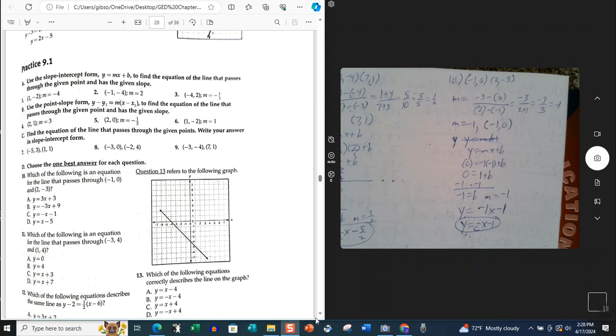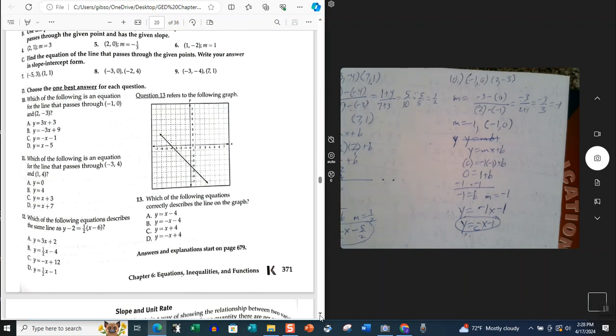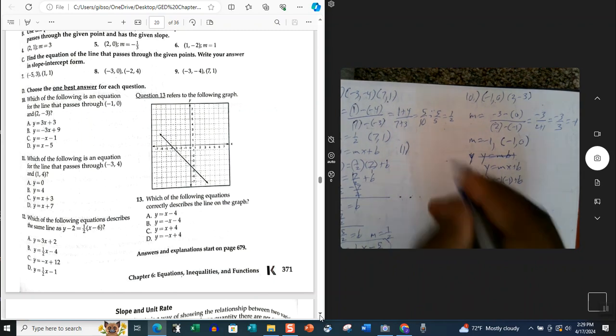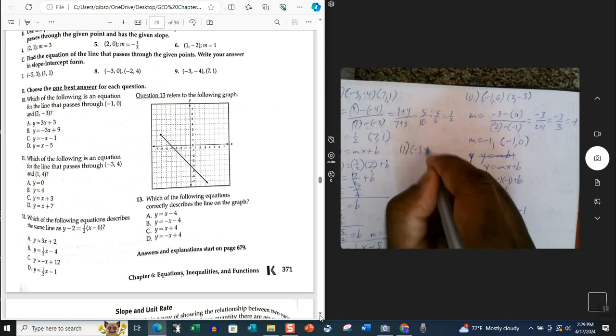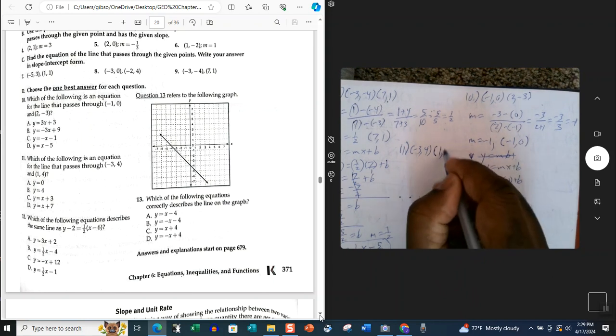So now, that took care of problem number 10. Now we go to 11. It says, which of the following is an equation for the line that passes through negative 3, 4, and 1, 4? Okay, listen. Number 11 is a very nice problem. So negative 3, 4, and then we have 1, 4.